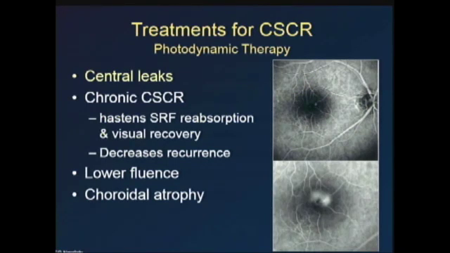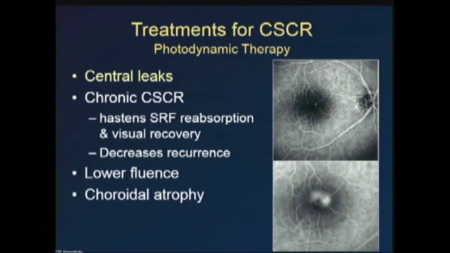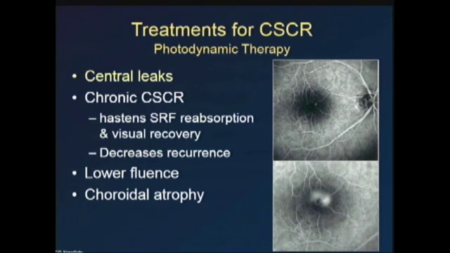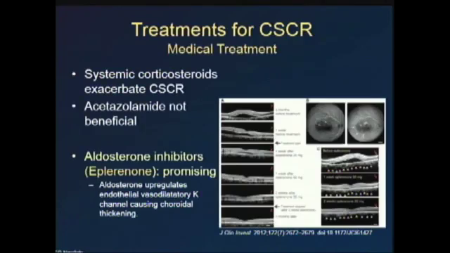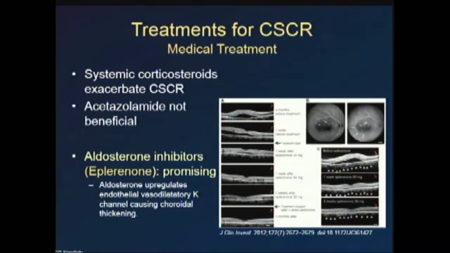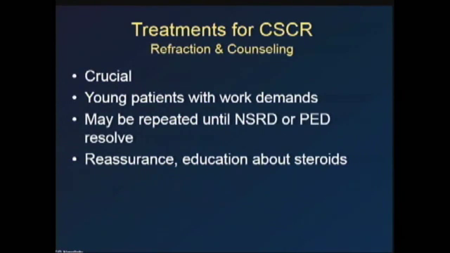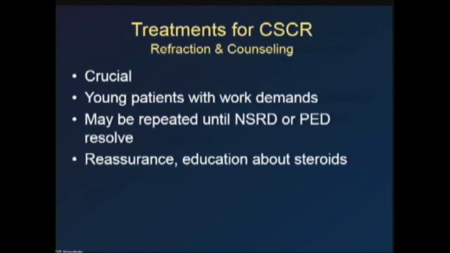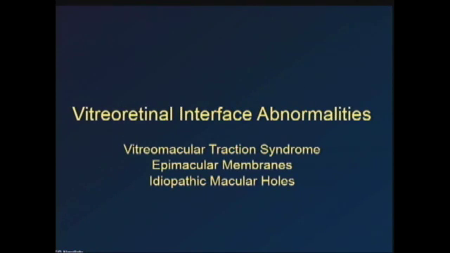But what happens a lot of times when you use this PDT is that you get a choroidal atrophy, so you have to use it with caution because it can itself create a little bit of atrophy and decrease vision. Now, there is a newer modality of treatment. It's not yet FDA approved, it's still under investigation. It's very important to counsel the patients, and they should know about their disease and know that it can recur. They should avoid using steroids, even low doses of steroids, and it's important to also refract them so that we can help them with the vision.